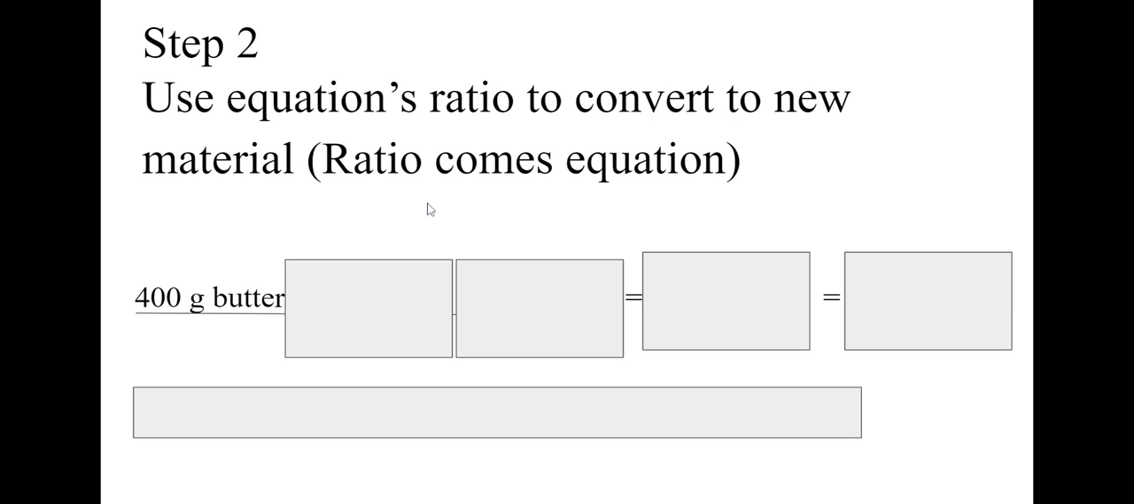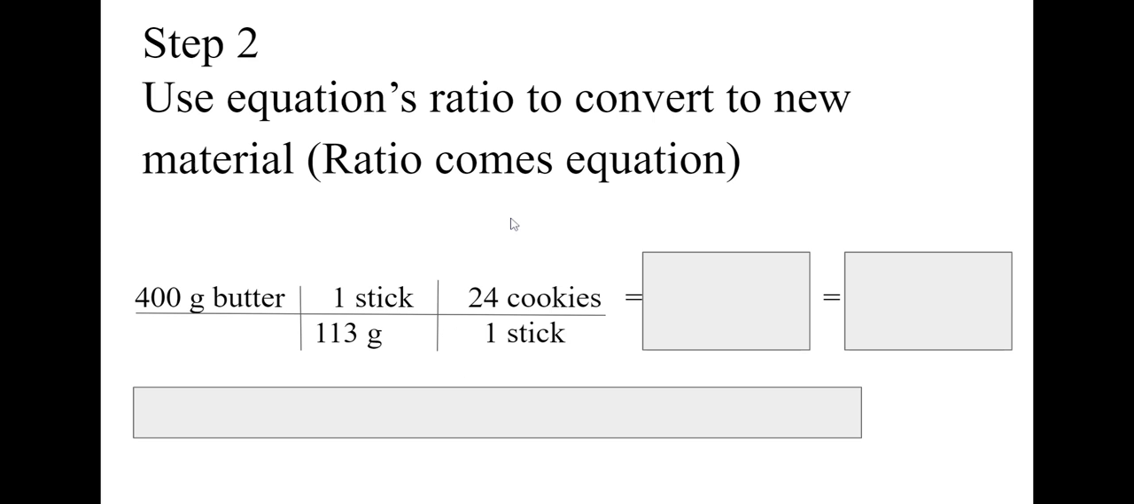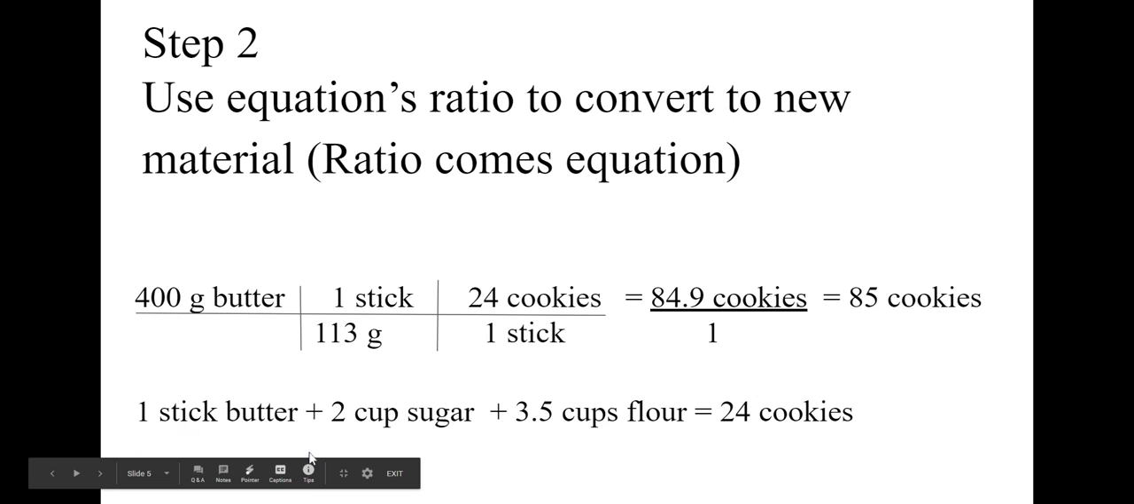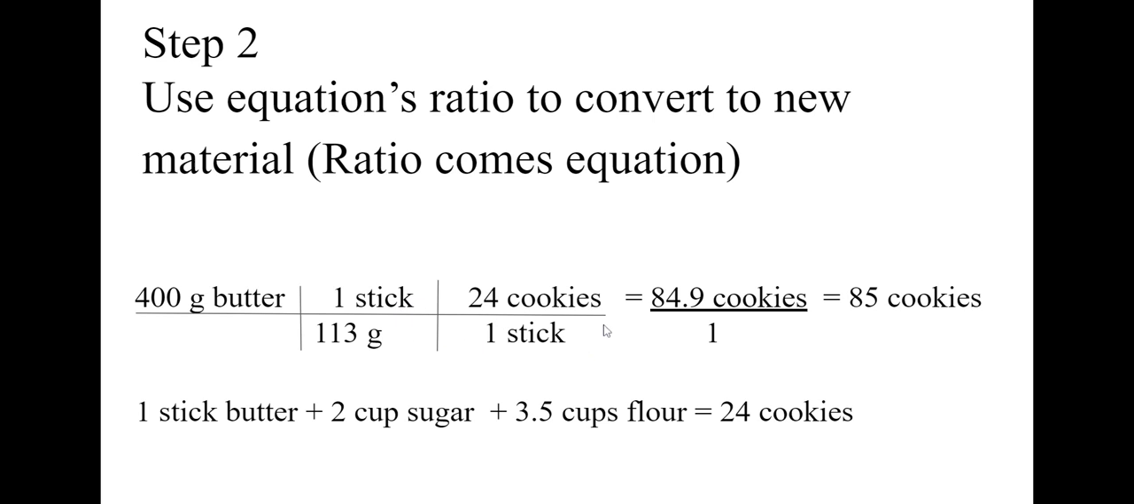So I've already done the 400 grams into sticks of butter. And now in the equation, I did this a little out of order. So if you look at the equation, I know that for every 1 stick, I make 24 cookies. So I've already got sticks of butter from the first step, and then I would convert the sticks of butter into cookies. And then I'd multiply across and divide. So 400 times 24 divided by 113 is 849.10 divided by 1, and that equals 85 cookies.